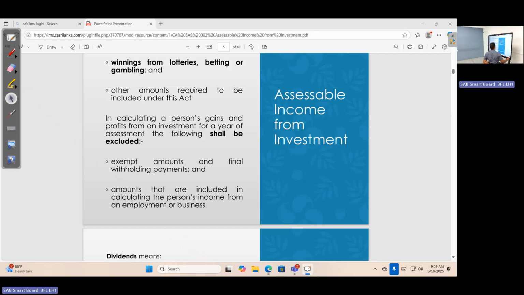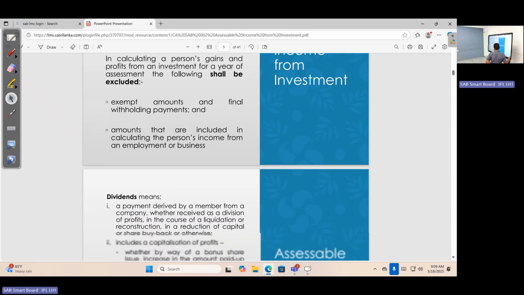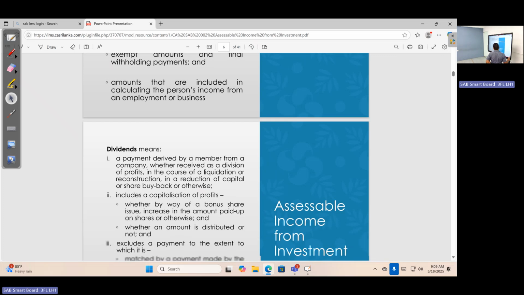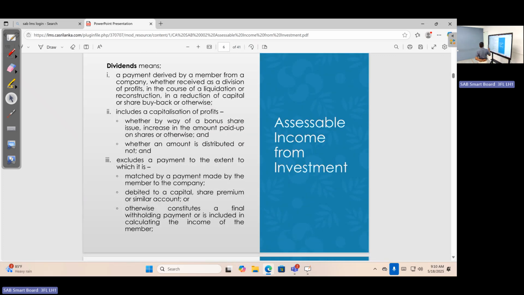Then we discuss the things that need to be included, and the definition of each component of investment income. Here, dividend means the distribution of profit of the company, in the form of a distribution or at a liquidation, or capital reduction, share buyback. If there is a distribution of profit, that is covered under the interpretation of dividend, including bonus shares.